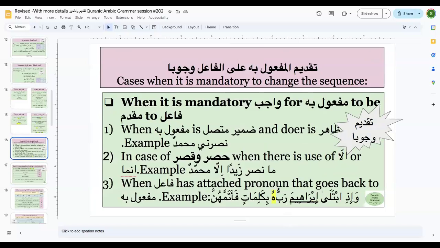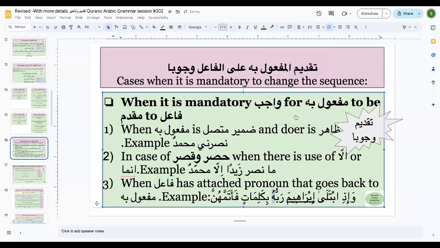وَإِذِ ابْتَلَى إِبْرَاهِيمَ رَبُّهُ بِكَلِمَاتٍ فَأَتَمَّهُنَّ. So رَبُّهُ, who is the doer in this case? Rabbu is the doer, and it has a pronoun which got separated because of how it's showing on screen. It was not like that. When I highlighted it, it got separated. Let me see if it goes back. Yes, it's going back to its normal form now. But this pronoun was going back to Ibrahim.